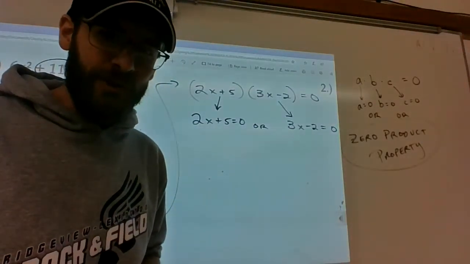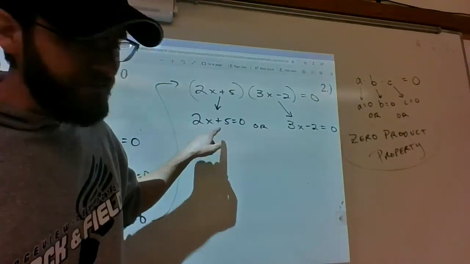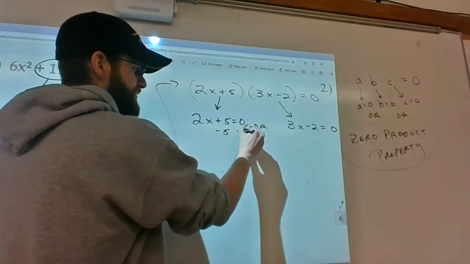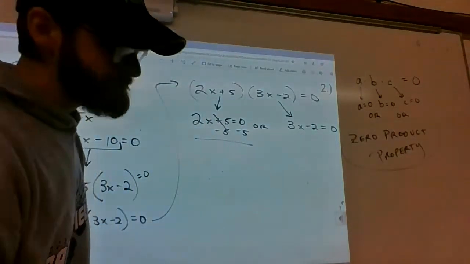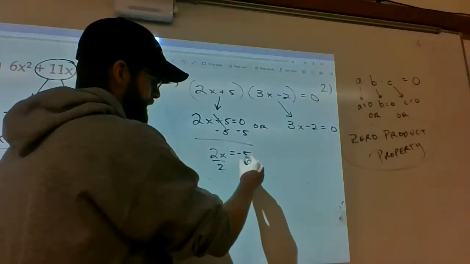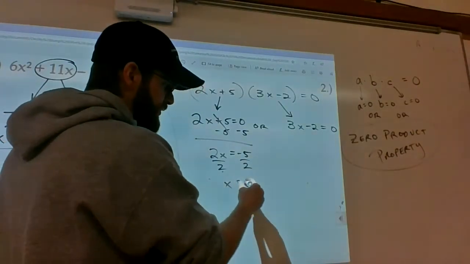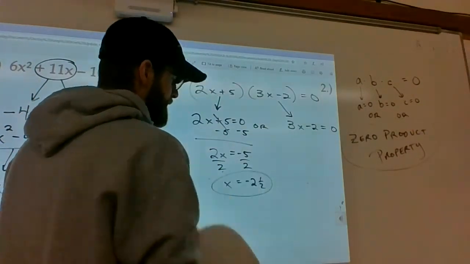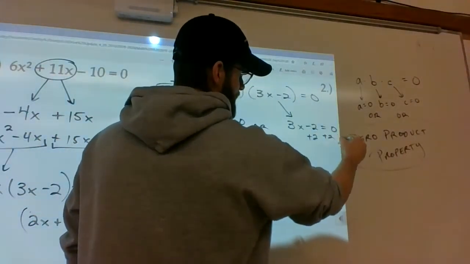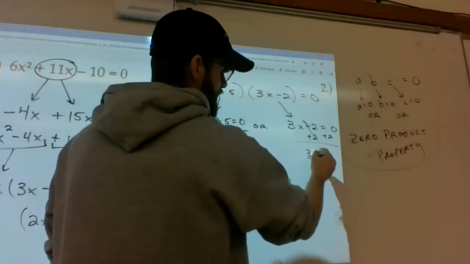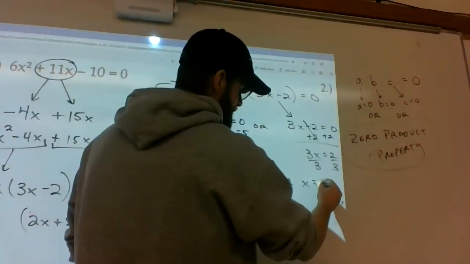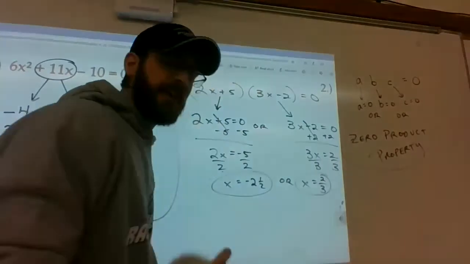All right, so what do we do now? We solve these very, very simple equations. Get x by itself: minus 5 from both sides, divide by 2. All right, so x is equal to negative 2.5, or you add 2 to both sides, divide by 3, or x equals 2/3. And that's our solution.